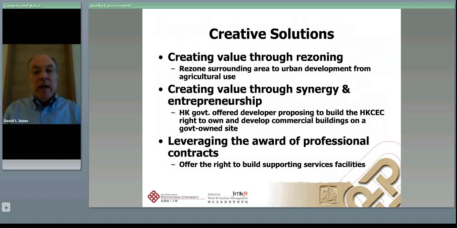So we have to have some creative solutions, creating value through rezoning, making sure that we get urban development from agricultural land. We have to look at the entrepreneurship in terms of what we're talking about in HKCEC, for example, is the right to own and develop given from the government to the HKTDC to actually operate it, and leverage the award of professional contracts in terms of building and support facilities to get the best possible deal.